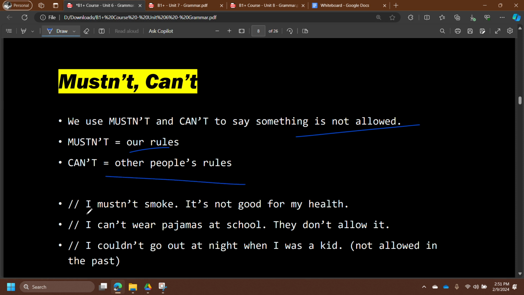For example, I mustn't smoke. It's not good for my health. It's your own idea. Okay. And if you use can't, like I can't wear pajamas at school, they don't allow it. This just means that it's not your idea, it's not your rule, it's the school's rule, it's the government's rule, right? And the last one, I couldn't go out at night when I was a kid, not allowed in the past. So you could also talk about the past using couldn't, but not mustn't.